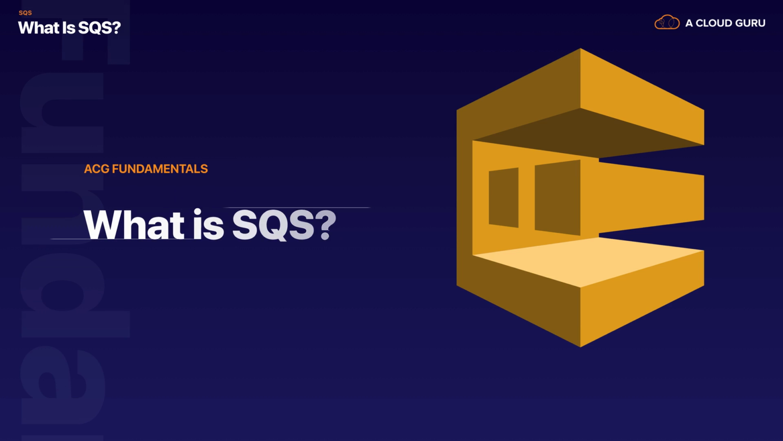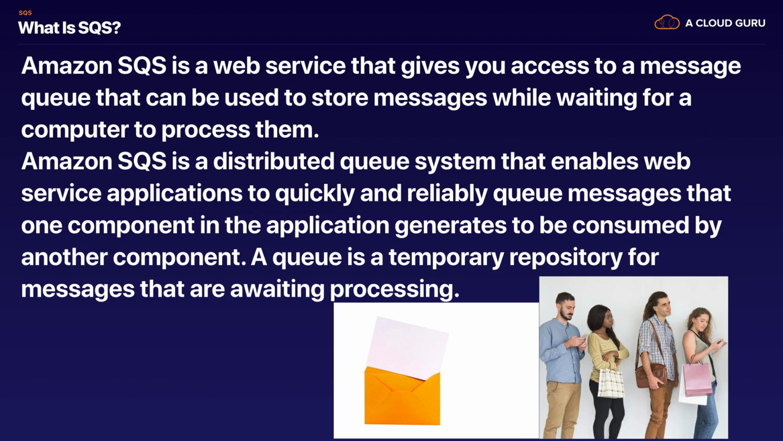So what is SQS? Why don't we start with the Amazon definition. Amazon SQS is a web service that gives you access to a message queue that can be used to store messages while waiting for a computer to process them. So that's all it is. It's a way of storing messages while you're waiting for a computer to go and process that message.